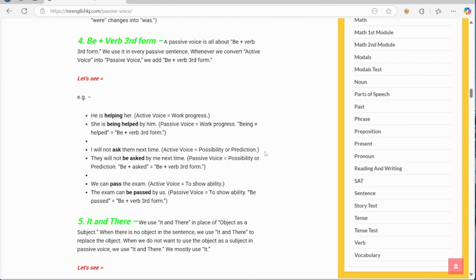Okay. Here you can see be verb third form. It is explaining to you. Be plus verb third form. Same thing. Is helping her, being helped. Okay. You can pause and try to understand.